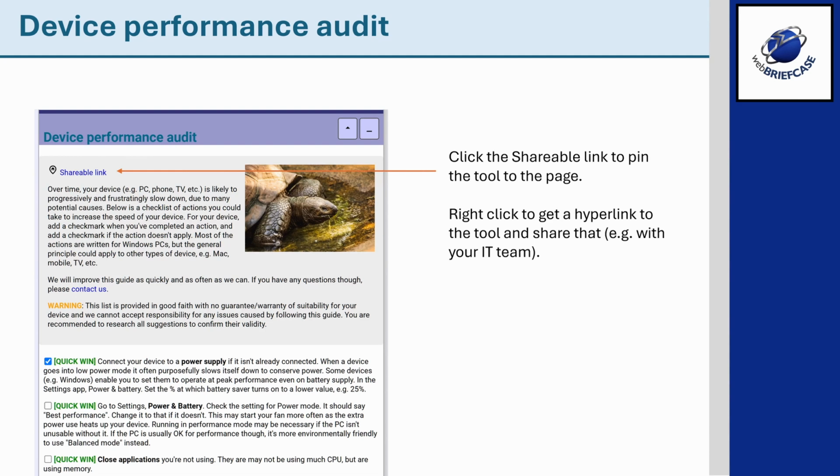The items have been presented in priority order with quick wins at the top. The tool will remember which of the checkboxes you've checked, so you can keep coming back and just continually improve it until hopefully your PC works a bit quicker. I'm sure at least one of the items in the list will help you to improve the performance of your device.